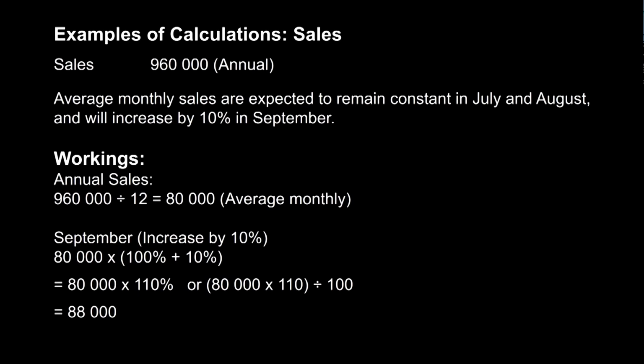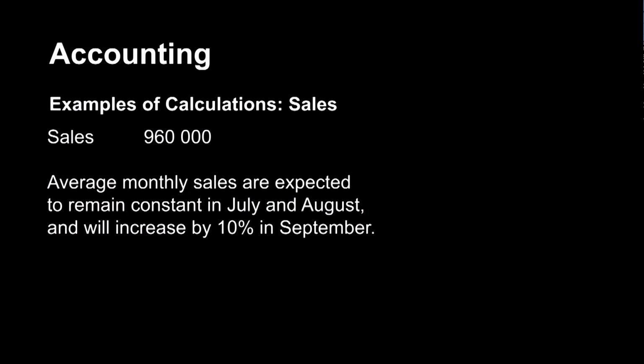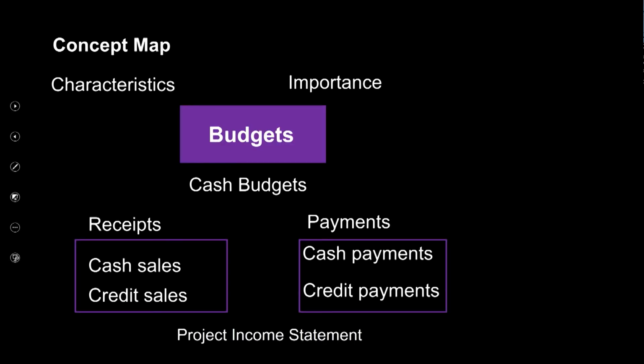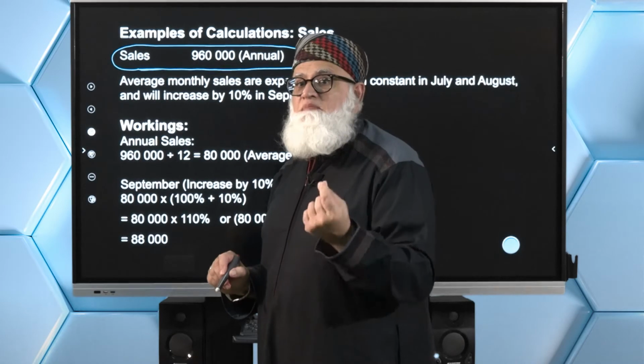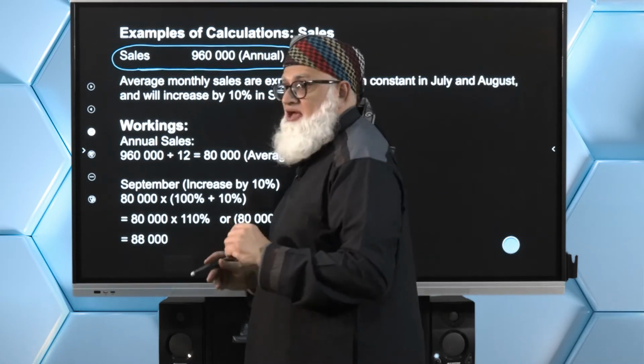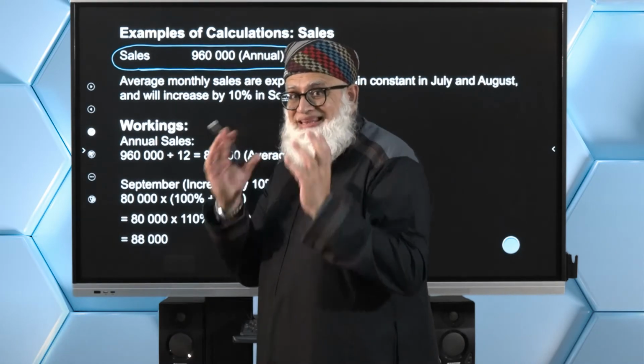Okay, guys, let's look at this calculation. Our sales figure is 960,000. If that's my sales figure, it's for the year, meaning it's an annual figure. So what do we remember? Take the annual figure and divide it by 12. Why? Because you want the monthly figure.